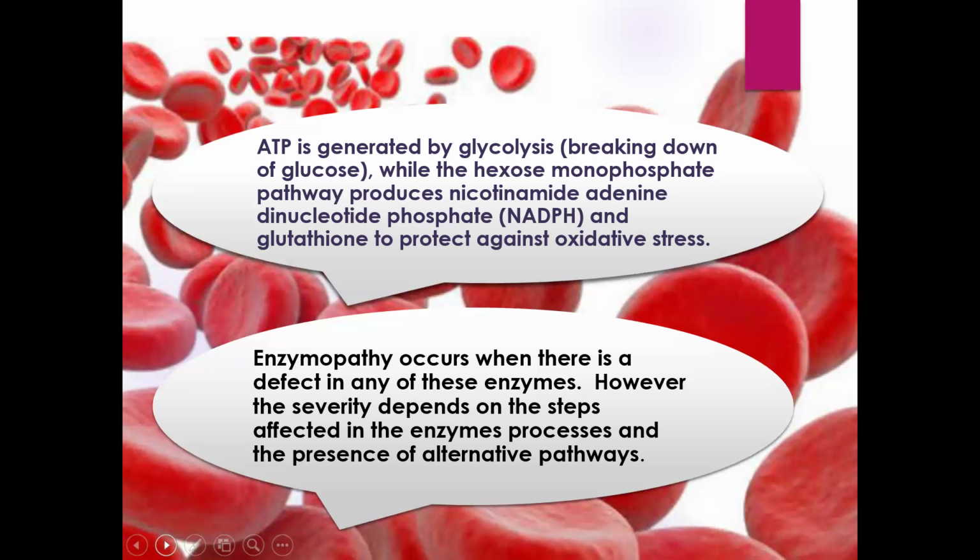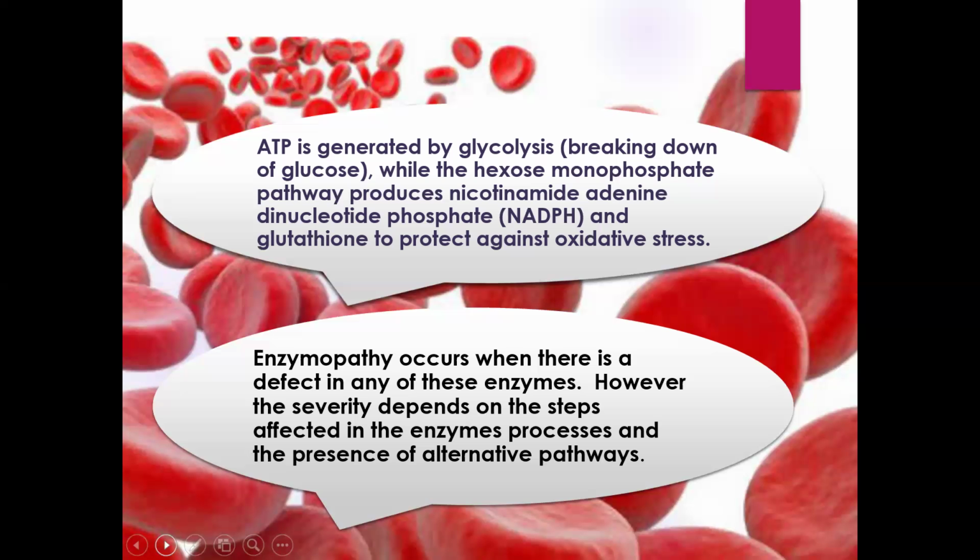That becomes an enzymopathy because there's an enzyme that's responsible for or modulates or catalyzes this conversion of glucose into energy. And there's an enzyme responsible for the catalyzing of this hexose monophosphate pathway that leads to production of glutathione and NADPH that protects this red blood cell against oxidative stress. So if anything goes wrong within any of this pathway, the red blood cell will have an issue. So enzymopathy occurs when there is a defect in any of these enzymes in the red blood cell.